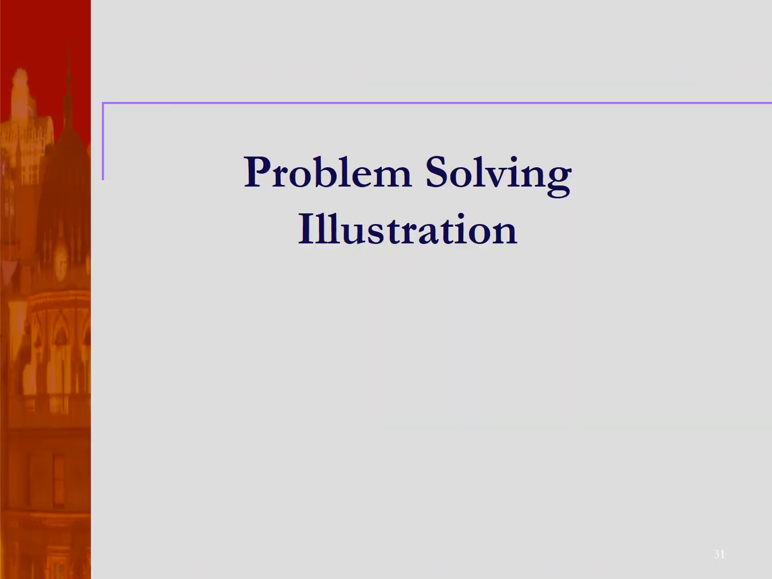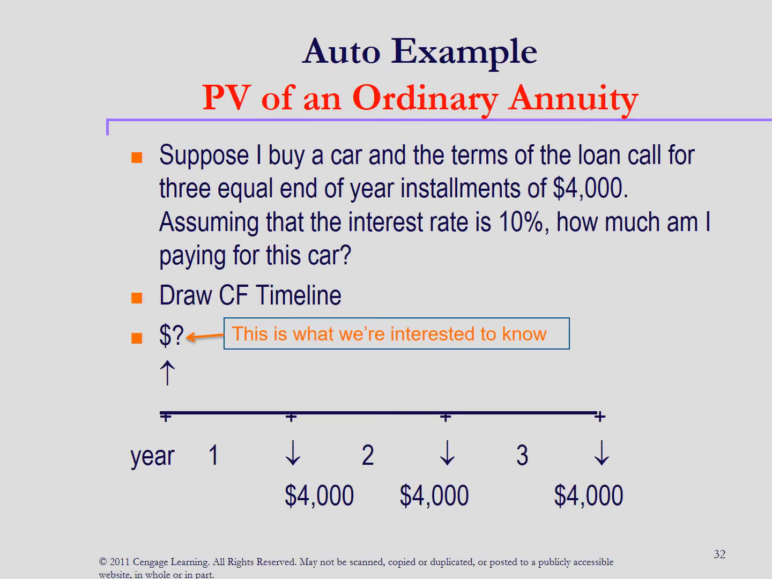We will work on some practice problems. Suppose I buy a car and the terms of the loan call for 3 equal end-of-year installments of $4,000. Assuming that the interest rate is 10%, how much am I paying for this car?